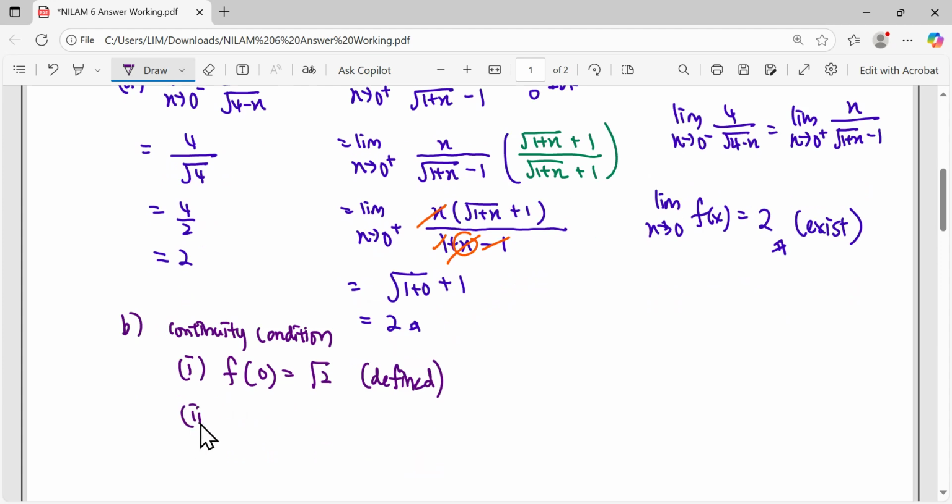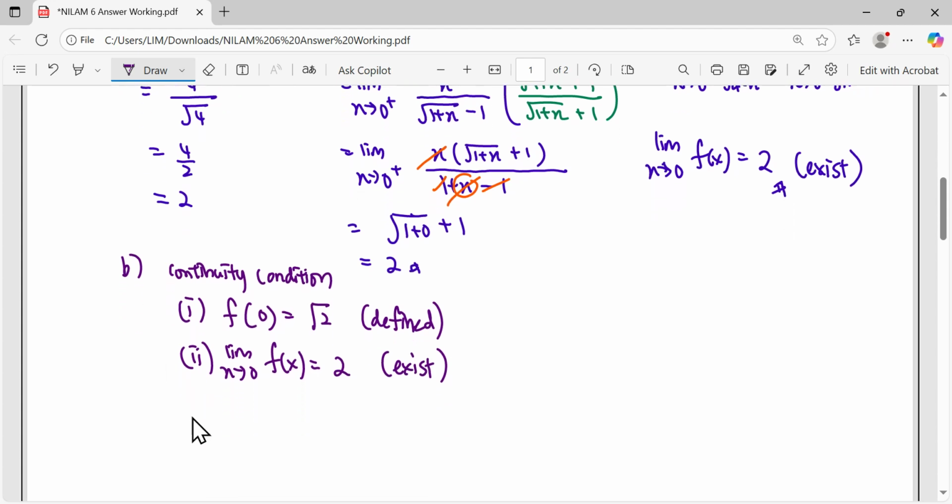Second condition, we see the limit as x approaches 0 of the function. As we calculated in part A, it gives us the value 2. So this limit also exists. So the second condition is fulfilled. For the third condition, we need to make sure the point and the limit are the same. So very obvious, the point doesn't equal the limit as x approaches 0 of the function.